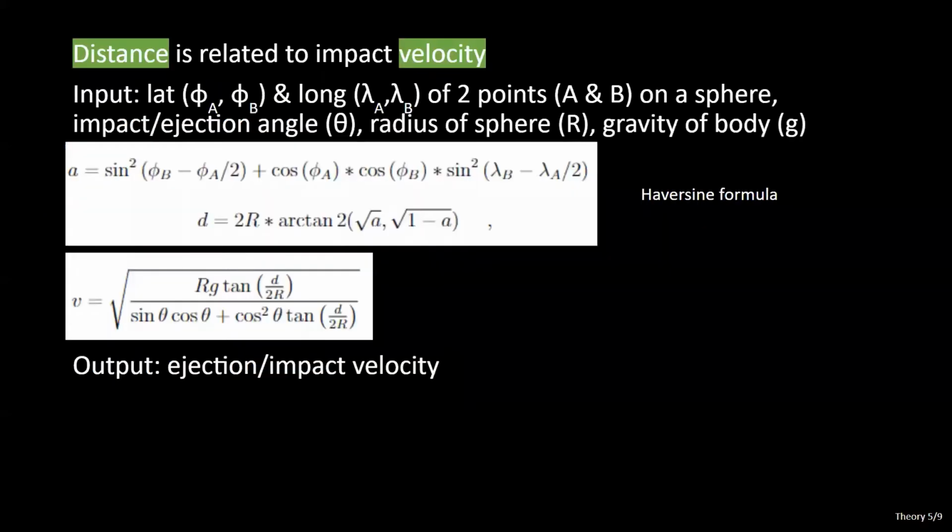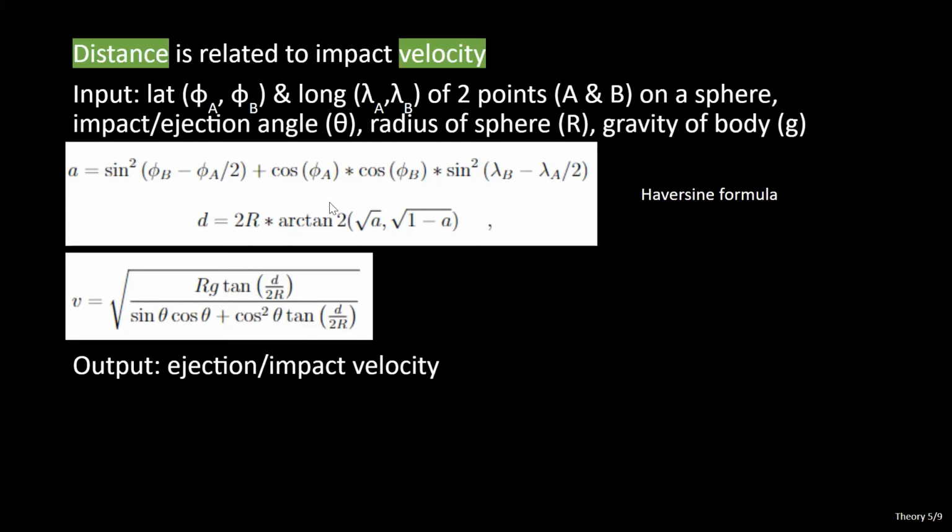And the higher a sample size you have, the more confident you can be in these parameters. Okay, so let's talk about some math because this is a physics thesis. Remember how I said that the distance from the primary to the secondary is related to the velocity of the fragment that made it? Well, there are two equations that are really helpful for figuring this out. The first is the Haversine formula, which was originally made to make navigation on ships a lot easier. And so you have the input of a latitude and longitude coordinate pair for two points, A and B, on a sphere. You also have the impact or ejection angle theta, which goes in here, the radius of the sphere, which is the Moon, and the gravity of the body, which is g.